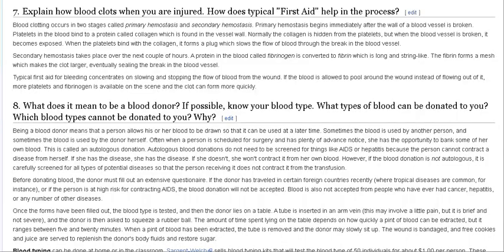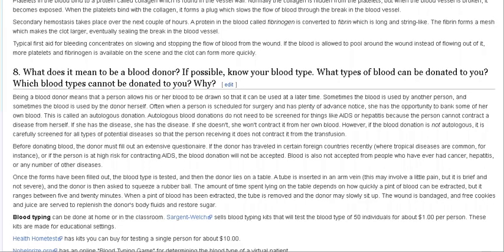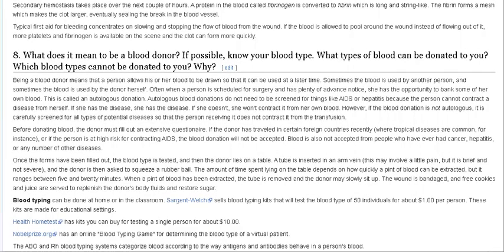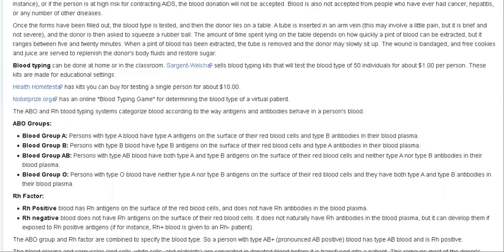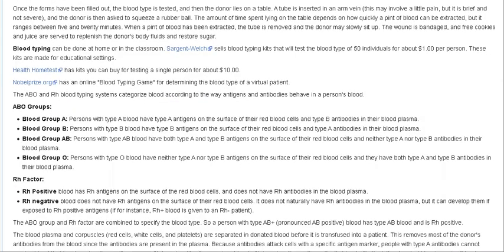So what does it mean to be a blood donor? If possible, know your blood type, what type of blood can be donated to you, and which type cannot be donated to you. What you have to know is that there's a universal donor, if you have O blood, and a universal acceptor, if you have AB. So you should find out what kind of blood you have for sure.